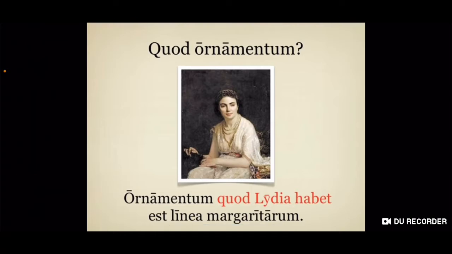Quod ornamentum? Ornamentum quod Lydia habet est linea margaritarum. What jewelry? The jewelry which Lydia has is a line of pearls, plural and genitive of the pearls. Remember that. Margaritarum.